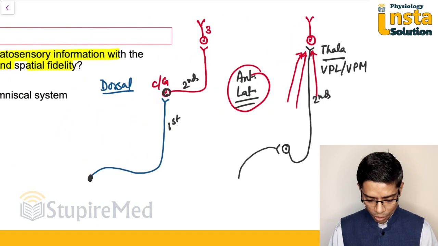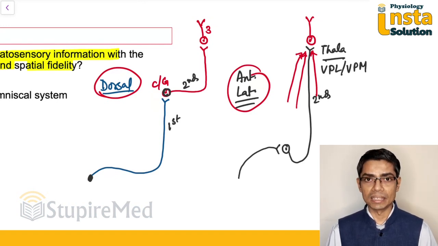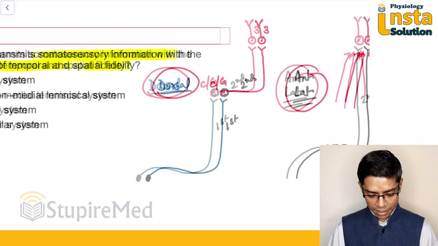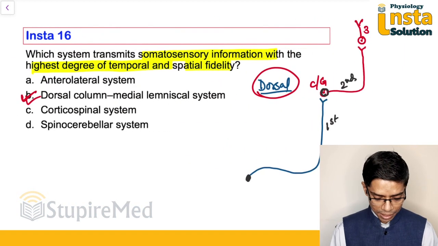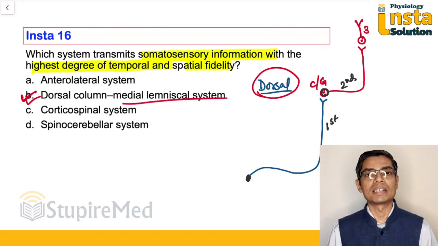But in the dorsal column pathway, which is carrying fine touch, proprioception and similar sensations, the one-to-one connection maintains the fidelity. That's why the highest fidelity among all of these options is option B, that is the dorsal column medial lemniscal pathway.